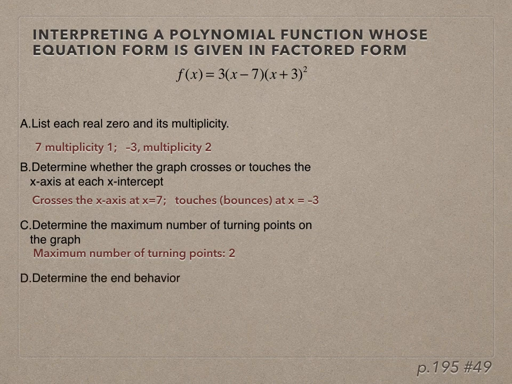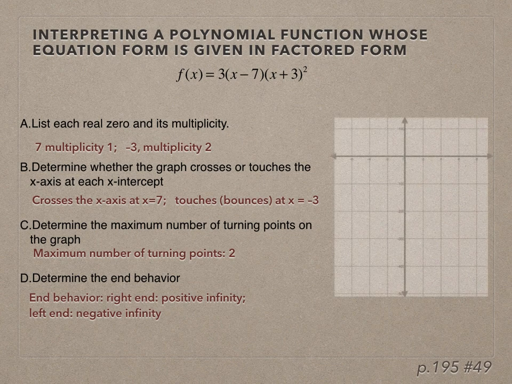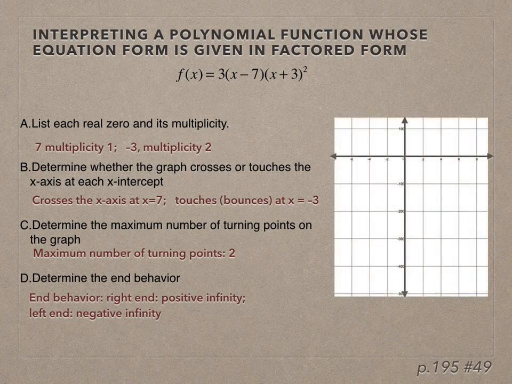When we determine the end behavior, when it's a cubic function, if your leading coefficient is positive, in this case it will be positive, the right end will tend toward positive infinity. And because it's an odd function, the left end will be opposite, so it will tend toward negative infinity. Now what we're going to do is graph this function using Desmos, and we will verify all of our claims about the function.